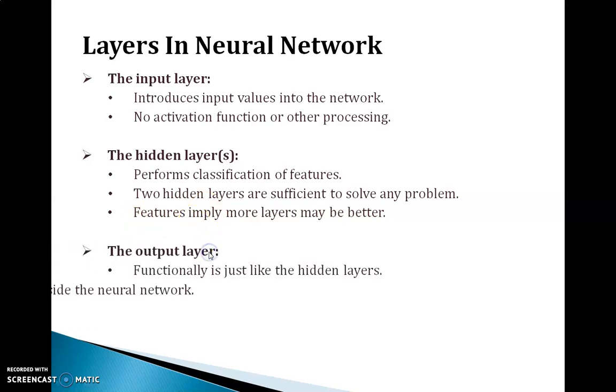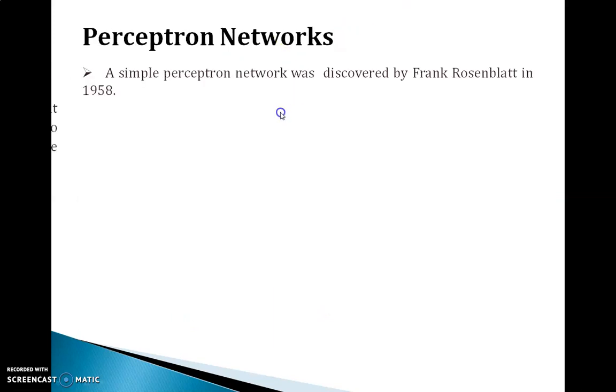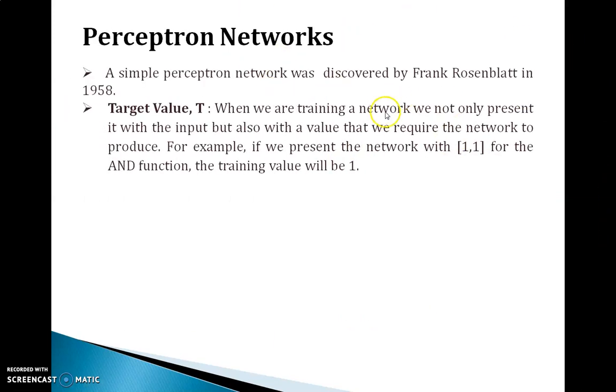Output layer, just like the hidden layer, the outputs are passed to the world outside the neural network only through the output layer. The perceptron was developed by Frank in the year 1958.